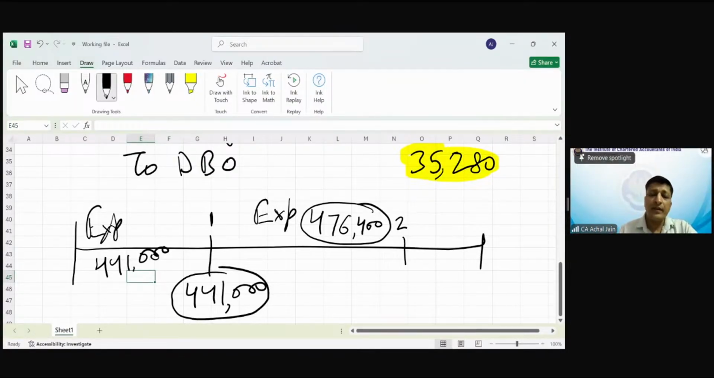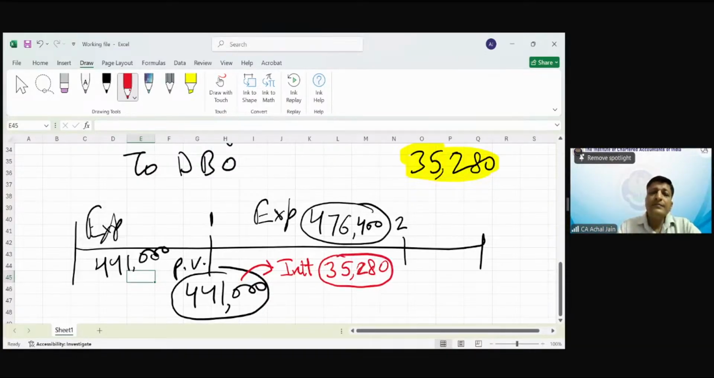Now, one more point. This 4,41,000 at the end of first year was computed at present value. So on this 4,41,000, in the second year, you will accrue interest. What is the amount of that interest? 35,280. So if you accrue interest on this, will this increase the amount of liability? Yes, sir.